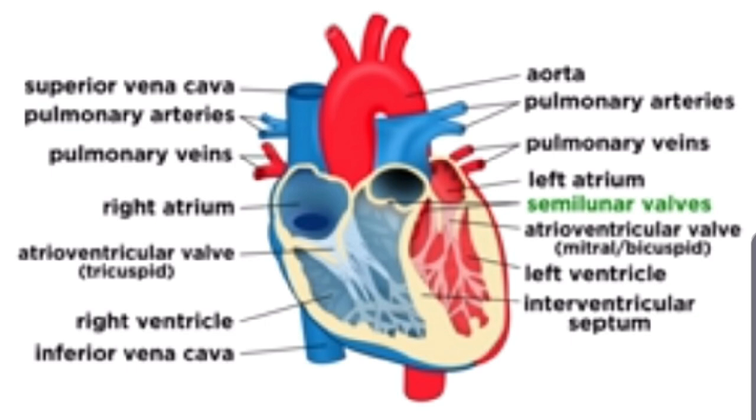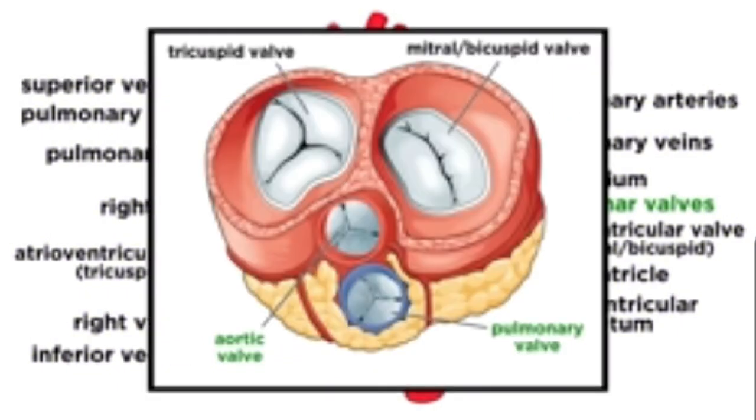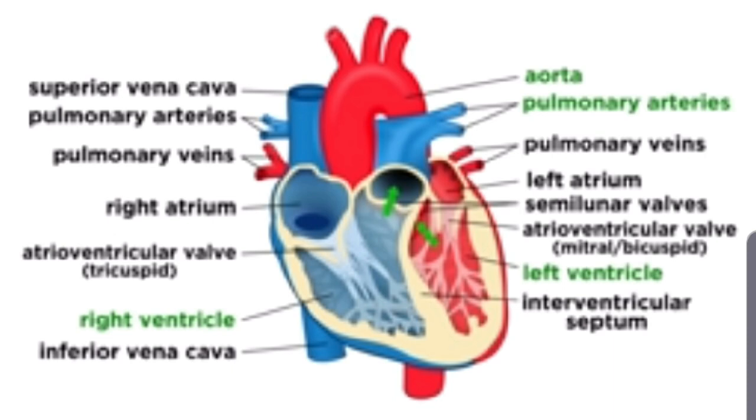There are 2 other valves called semilunar valves, and these are the aortic valve and the pulmonary valve. These connect the ventricles and the arteries that stem from them, preventing blood that is leaving from flowing back into the ventricle.